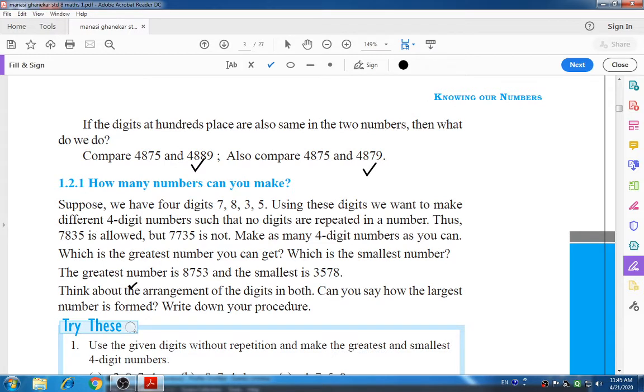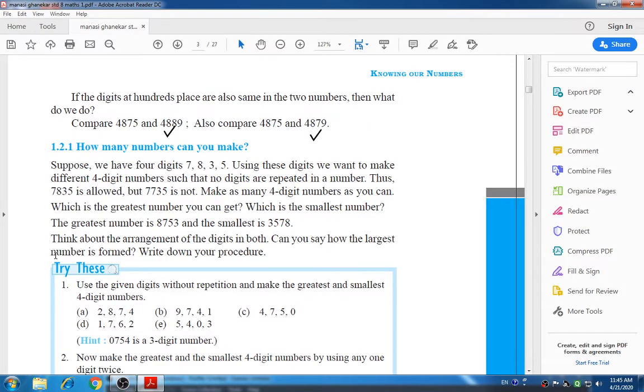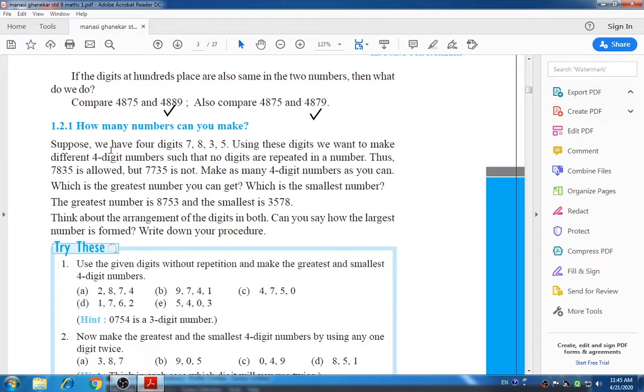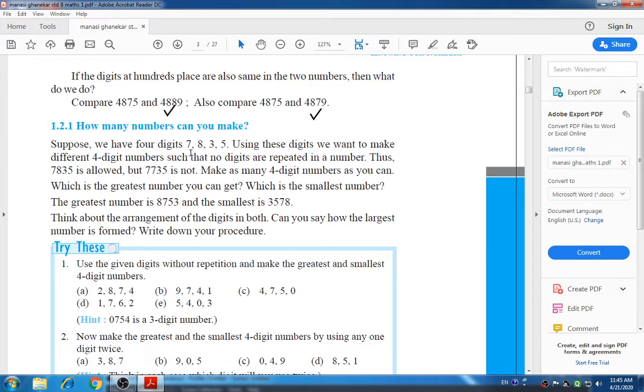How many numbers can you make? We can make many numbers. Okay, look here carefully. Suppose we have 4 digits, that is 7, 8, 3, 5. And using these digits, we want to make different 4-digit numbers such that no digit is repeated in a number. From these digits, we have to make 4-digit numbers, but we cannot repeat a digit. Okay. Thus, which number can we make?